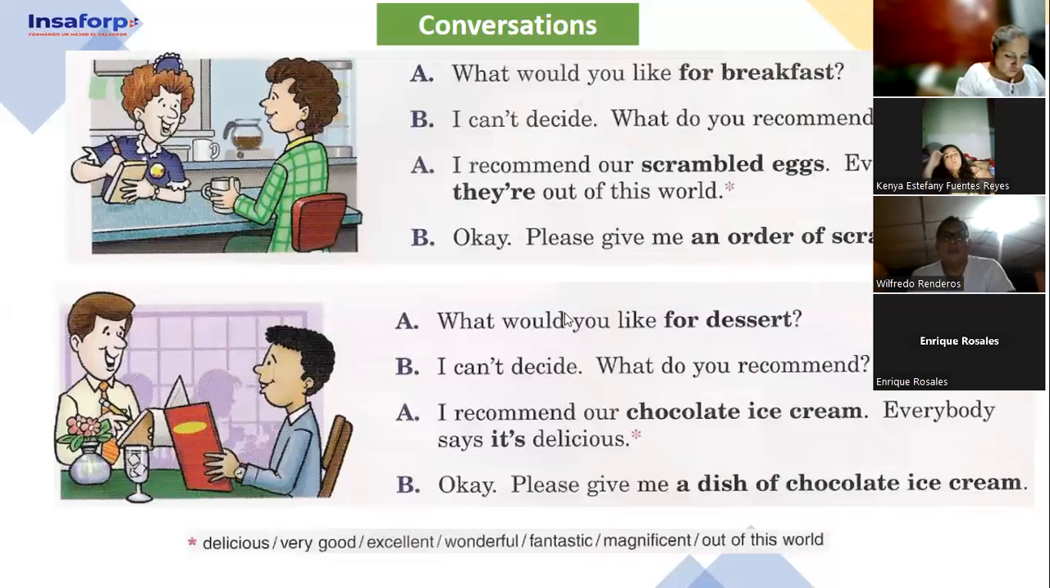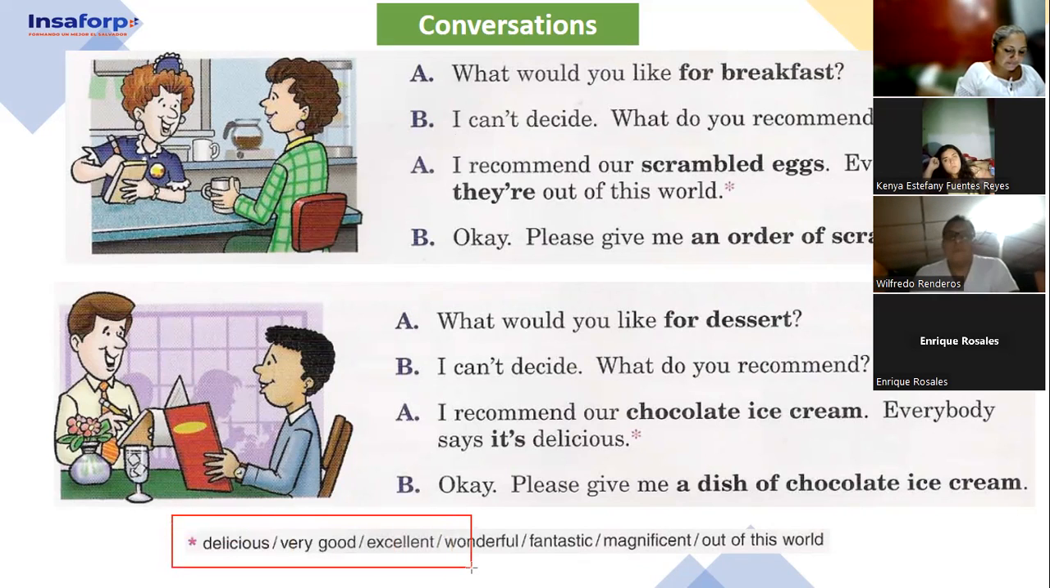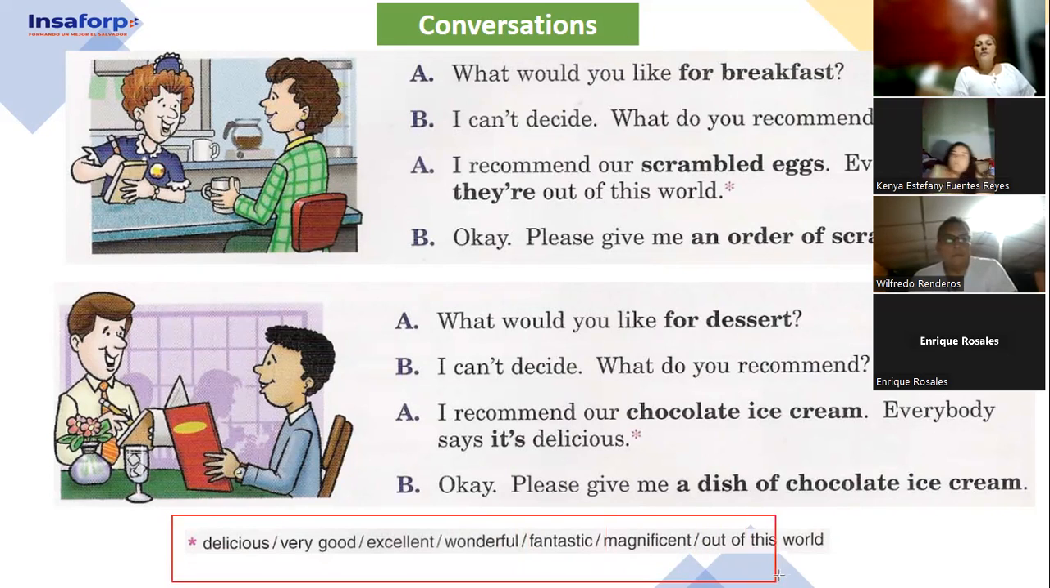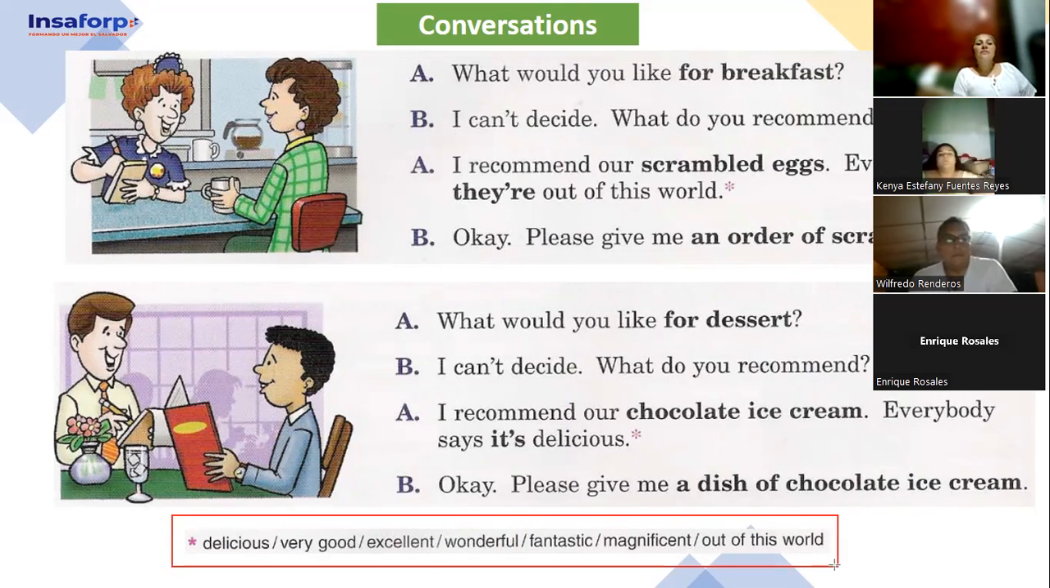Or you can say, they are delicious. Look. You can say, for example, they are very good. They are excellent. They are wonderful. They are fantastic. They are magnificent. And they are out of this world, right? Okay, these are examples how to describe food. Not only food, you can describe movies, sports, people, etc. In this case, we are describing food. Los huevos revueltos están fuera de este mundo. The scrambled eggs, they are out of this world, right? And then the other person says, okay, please give me an order of scrambled eggs.